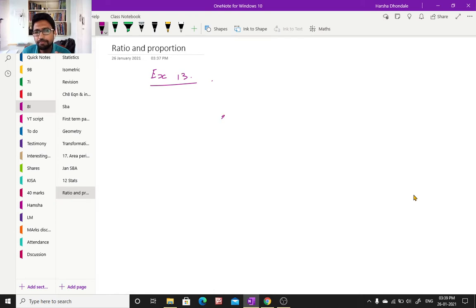Let us say I have 12 chocolates and I have to divide this 12 chocolates between two people, A and B. Now I have to give more to A and less to B. Or rather, let us say this. This is a very boring example. I'll change the example.